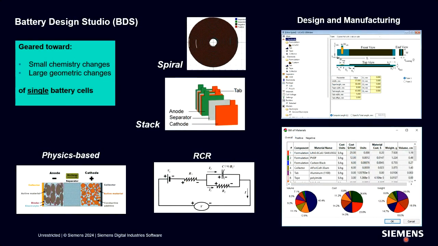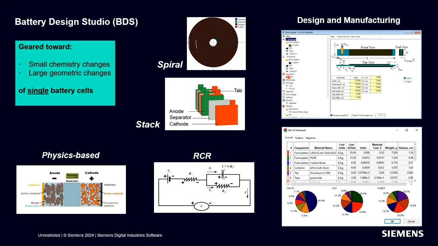In terms of the 1D modeling, we use Battery Design Studio here. This tool is really geared towards small chemistry changes, but large geometric changes of single battery cells. There are multiple types of battery cells that are supported, including spiral battery cells and stacked cells. This is an example of the layout. I'll show a demonstration later, but there are many different templates you can choose from to use within your design cell that you're building. And essentially, this tool is really built for a battery cell engineer.